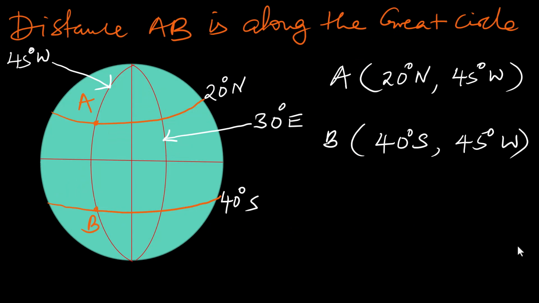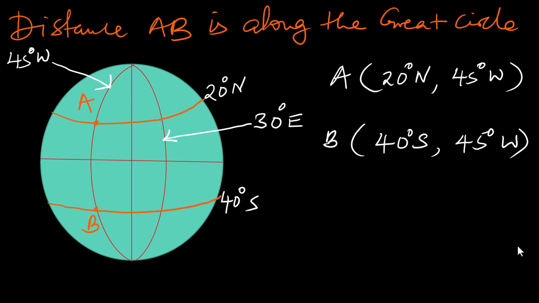We have this figure here, and we have points A and B on the surface of the earth. Those 2 points, A and B, lie along the meridian or along the longitude. Therefore, this is distance along the great circle. Point A lies on 20 degrees north latitude and 45 degrees west longitude. Point B lies on 40 degrees south latitude and 45 degrees west longitude. So they are lying on the same longitude but different latitudes.